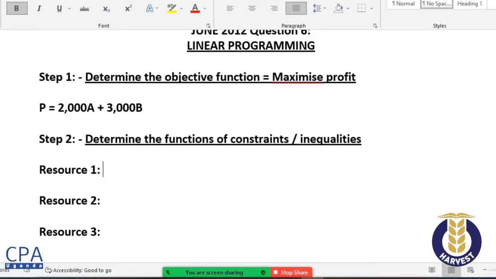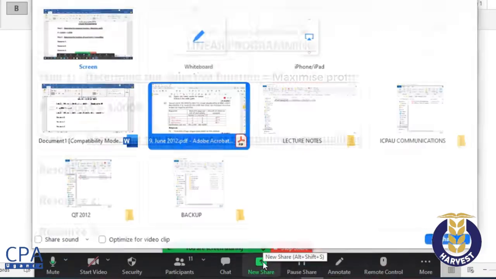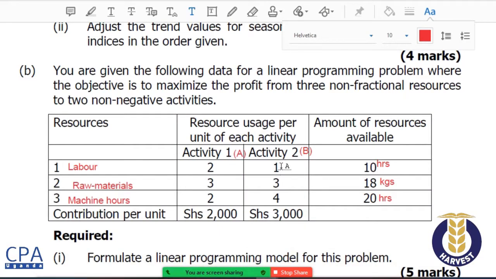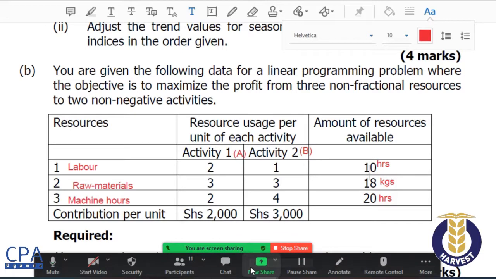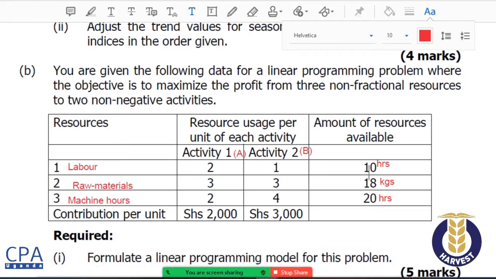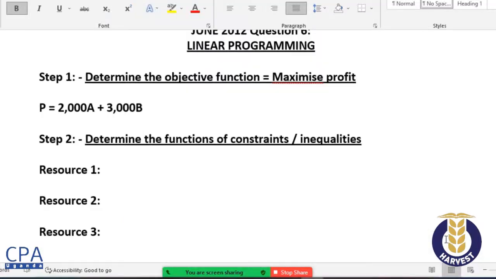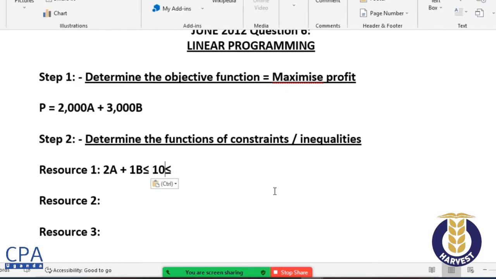When you look at our question, for resource 1 we use 2 units of resource 1 on A and 1 unit of resource 1 on B, and they are available at 10 units. So that is 2, 1, 10. That's what I'm going to put here. We have 2A plus 1B less than or equal to 10.